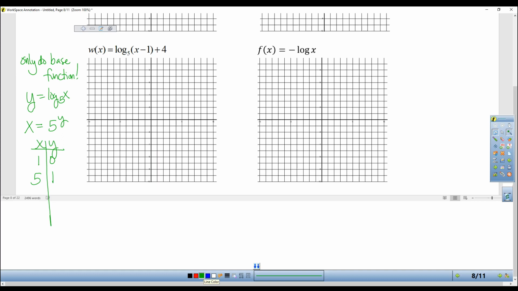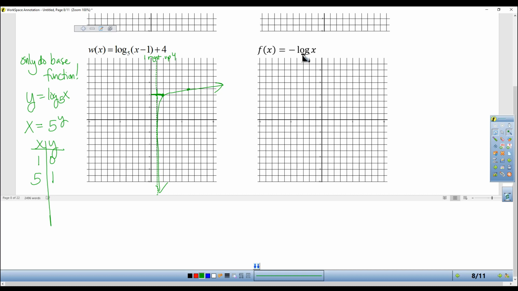But before I actually graph it, I'm going to move my origin. I'm going to go 1 to the right and then up 4. 1 to the right and 1, 2, 3, 4. That's going to be my new origin. So for a logarithmic function, the asymptote is right on the y-axis of my new origin. And then I'm going to plot my couple points here. 0, 1, and 5. 1, 2, 3, 4, 5, 1. And it's going to look like this. There we go.